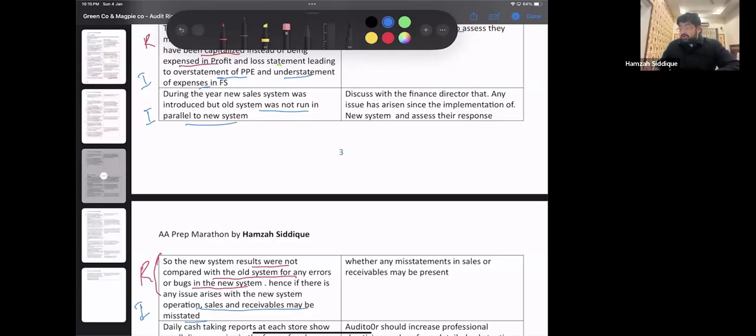Now, a very important response: discuss with the finance department whether any issue has arisen since the replacement of the new system, and assess their response. What did they say? Is it working properly or not?